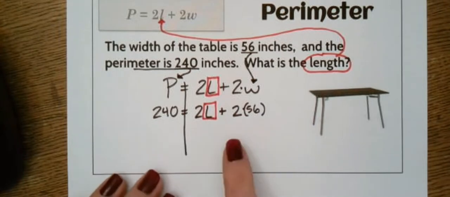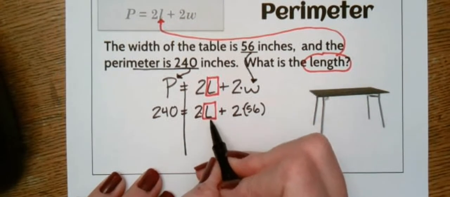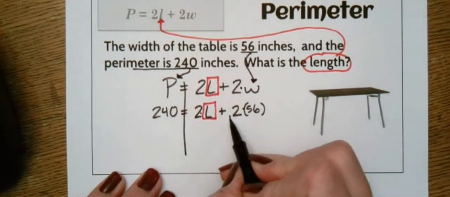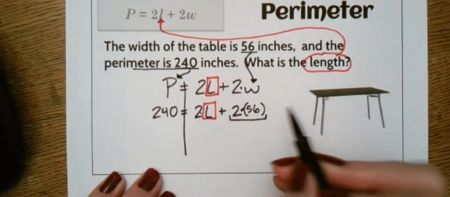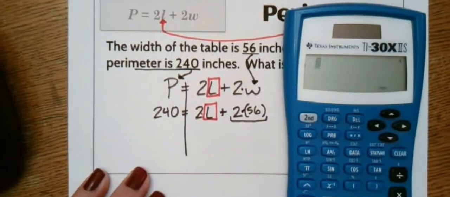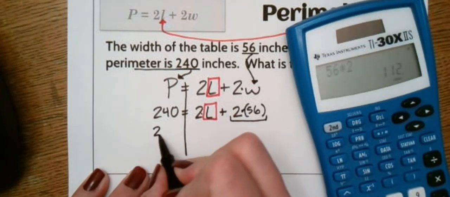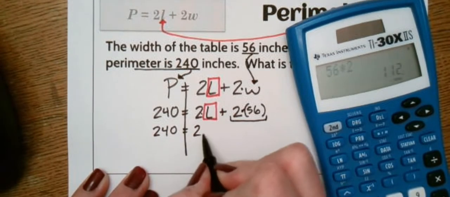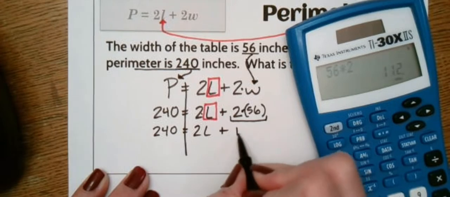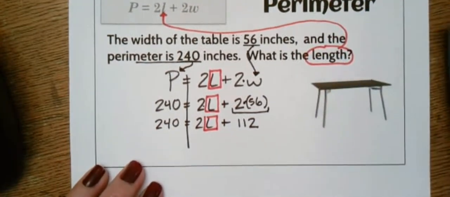Now I'm going to take a look at this, and I see that the 2 is going to be my closest friend, right? Because it's attached to the variable. But then over here, I have 2 times 56. I could definitely simplify that and turn that into a number. So I can use my calculator, and I'm just going to double the 56, and that's 112. So I'm going to rewrite this and simplify the 2 times 56 and make it 112 so that it looks a little bit easier to solve. Okay, now I have just a two-step equation.